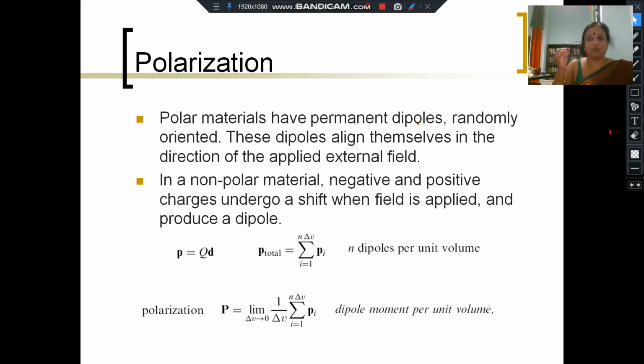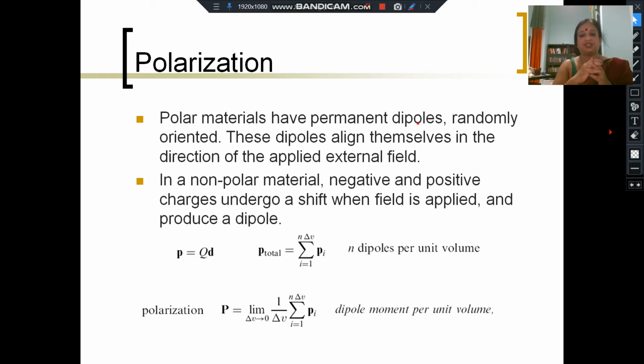If you have a non-polar material, you do not have any polar dipoles to start with. However, when you apply an external electric field, dipoles are created. How are dipoles created? Dipoles are created by a shift between the negative and positive charge center. Let me take the simplest example of an atom. In an atom, you have the positively charged nucleus, and around that you have the negatively charged electron clouds.